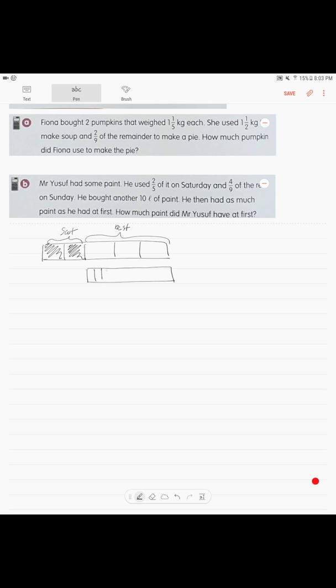4/9. We divide everything into 9 parts. Oh boy, how many is that? 1, 2, 3, 4, 5, 6, 7, 8, 9. All right, all are there, right? Okay, all our 9 units are here. 4/9 of them on Sunday, right? 1, 2, 3, 4. 4/9 of them were used on Sunday. Okay?